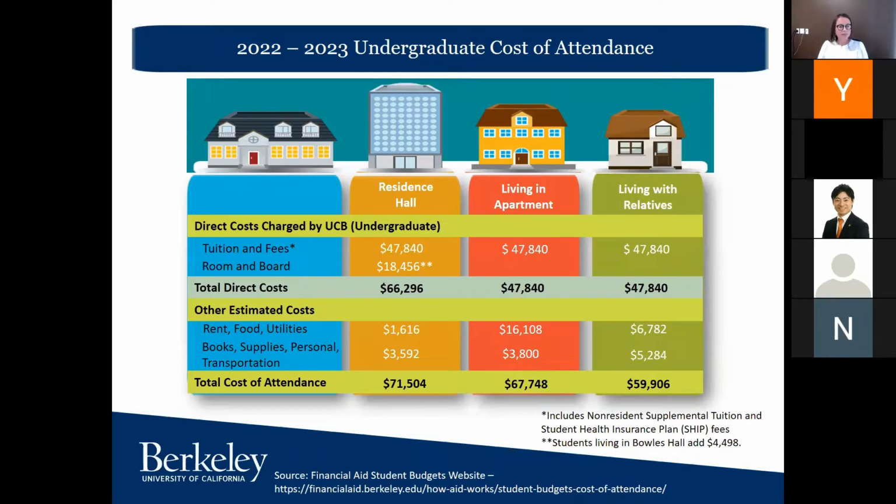Then there are also costs associated with your books, supplies, all of your personal needs, and transportation. If you live on campus, this is going to be lower because you would not need to commute. There wouldn't really be any transportation costs related to going to school, but you will probably want to be going places on the weekend. Living in an apartment, those things will be a little higher, and often when students live with relatives, they're living a little bit farther out in the Bay Area, and so the commuting costs go up a bit. We can talk more about that in a little bit.